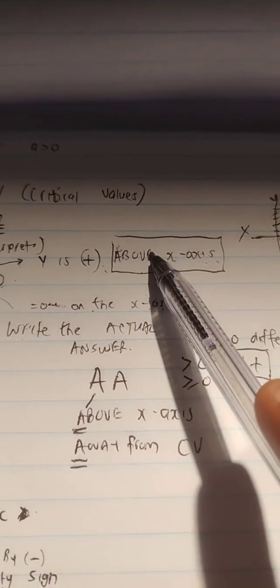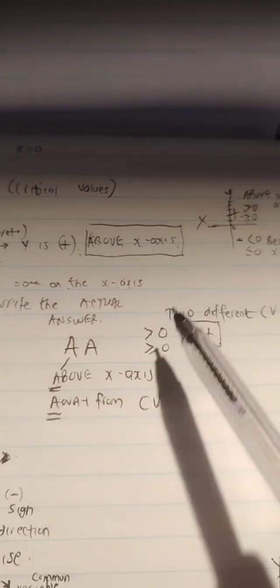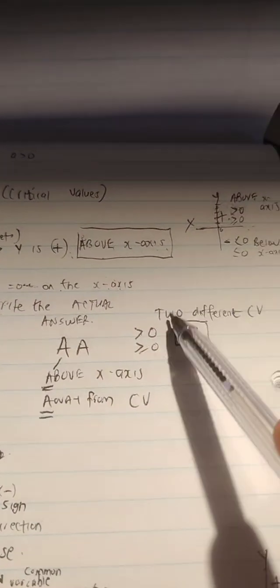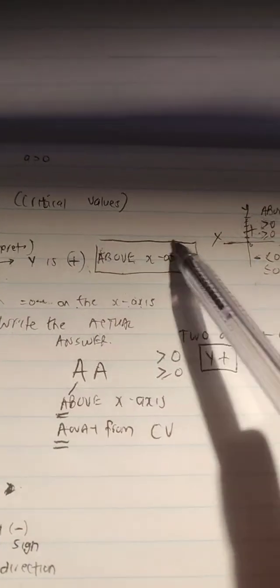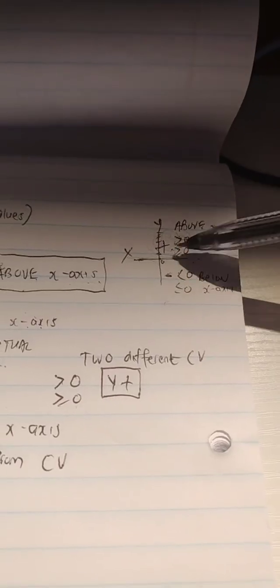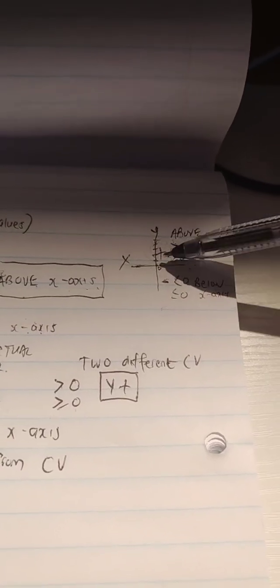Above the x-axis, y is positive. Greater than 0 means where y is positive. That's what greater than 0 means. Y is positive where? Above the x-axis, because this is the x-axis, right? Above the x-axis means where y is positive.